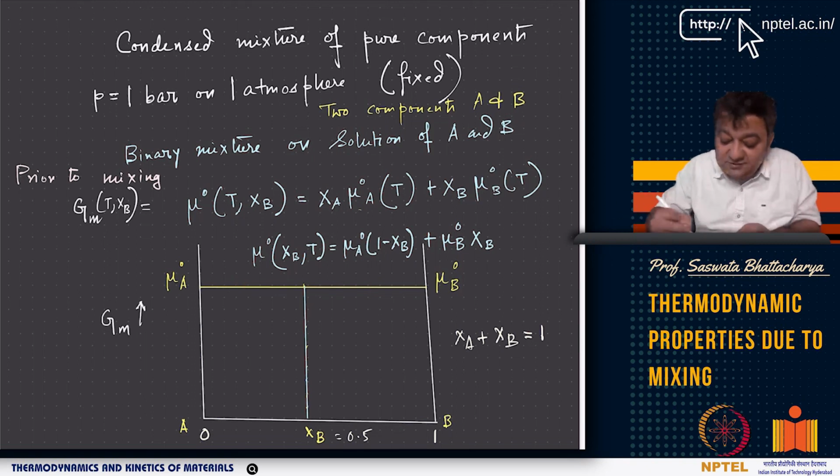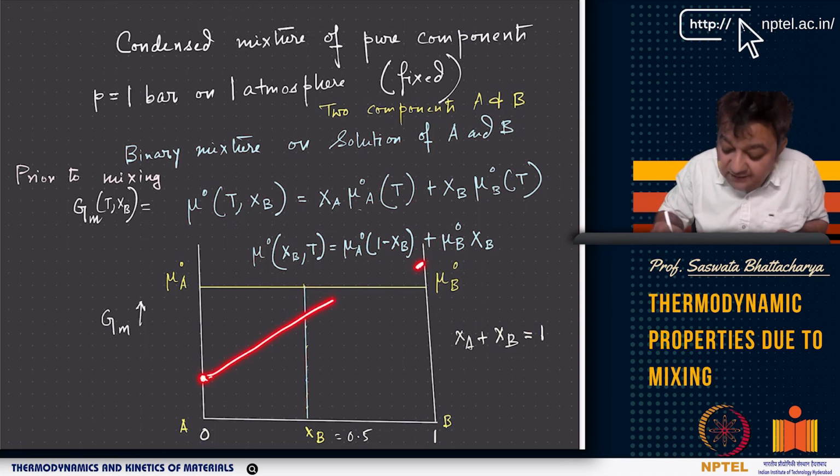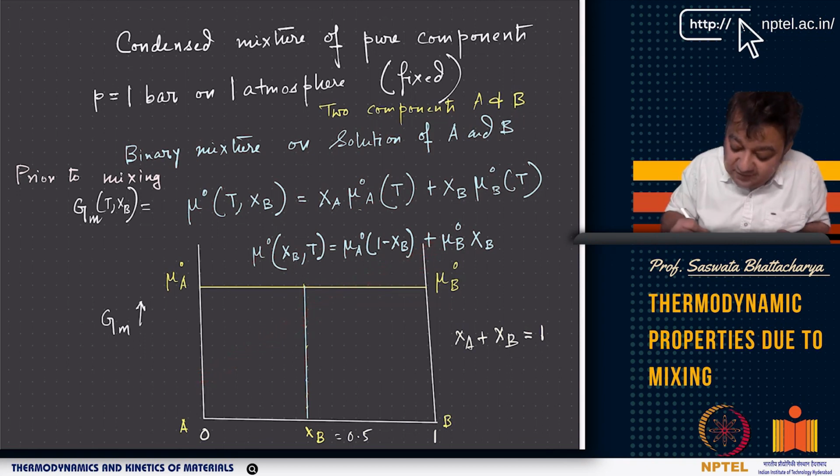However, it is also possible that mu A 0 and mu B 0 are at different levels. Say for example, here is mu A 0 and here is mu B 0, so I have it like this. So just before mixing there is also a difference, and that is also possible.